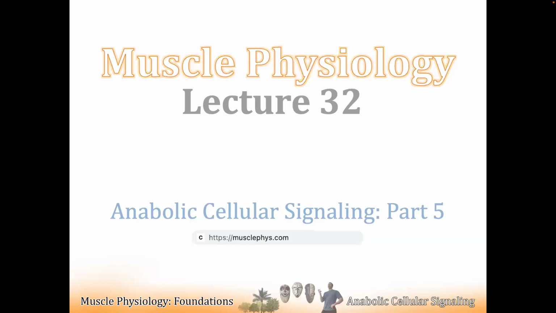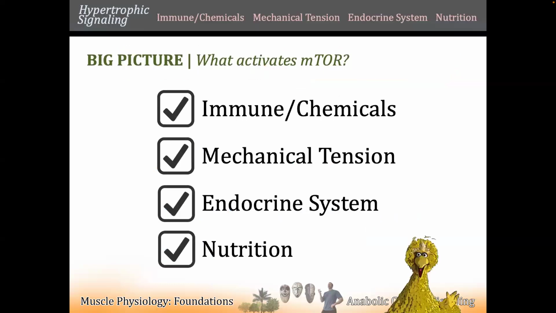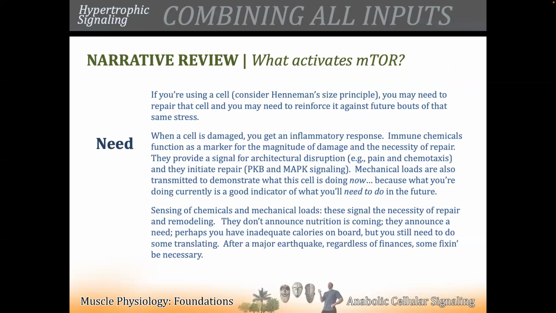This is lecture 32. It's part 5 of 7 in anabolic signaling. We have two more after this one. So we've talked about these four categories of mTOR activation. In this lecture, we'll be getting to the negative regulation. Those are positive activators for the most part. We'll be talking about negative regulation today.